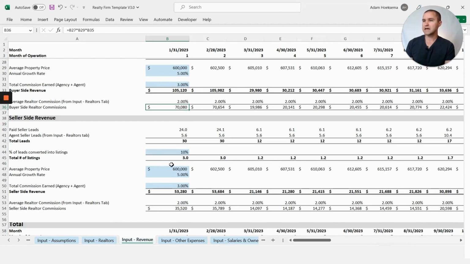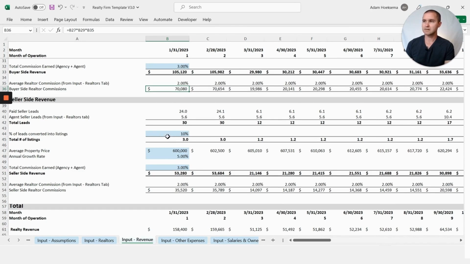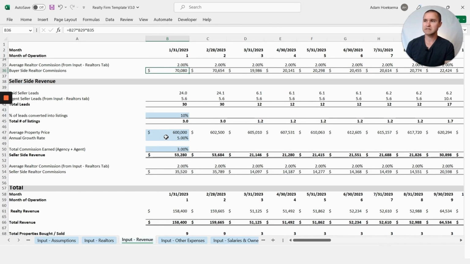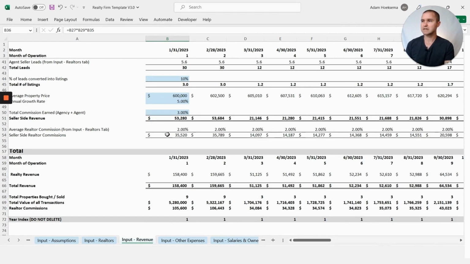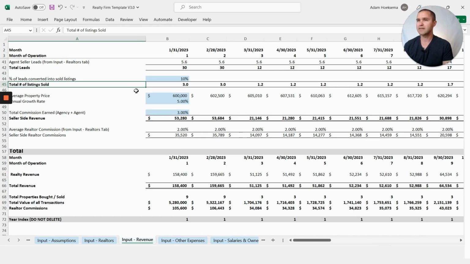All right, now on the seller side, again, we have paid sellers, total leads, and the conversion rate of leads into listings. And then those listings actually being sold. We can see the same calculations here, right? And just to clarify, we should say total number of listings sold and number of leads converted into sold listings, because you're only going to get paid if it sells, right? So just to clarify that.